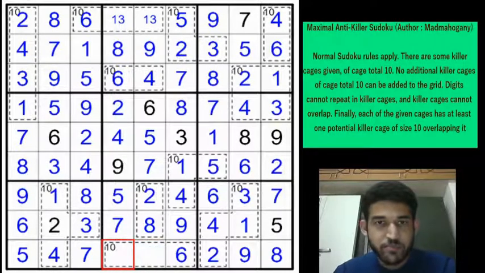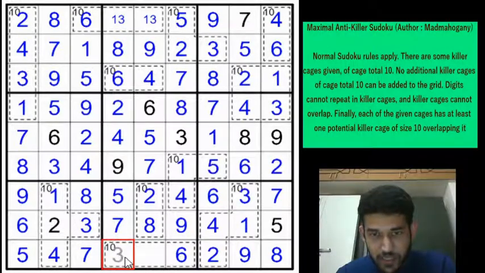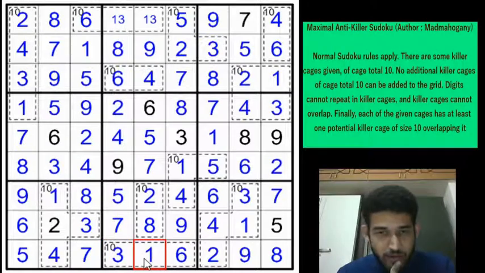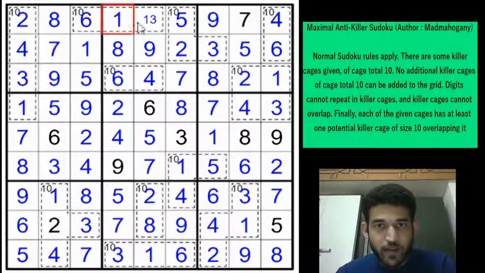So which means there is only one way to satisfy this cage. So this will be a 3 and this will be a 1. Now we are sure that this cage is satisfied because we have a 3 and 7. So because of this 1 here, we get a 1 and a 3 here.